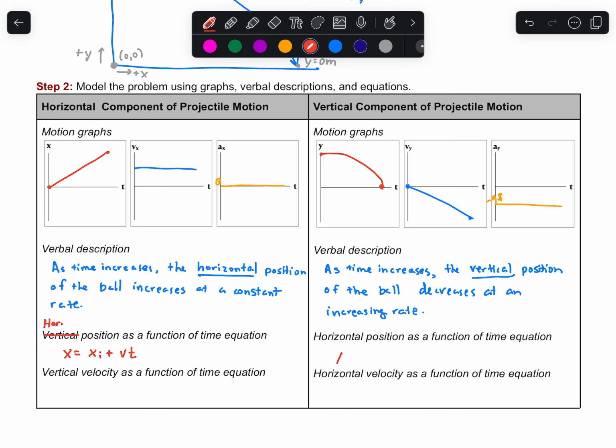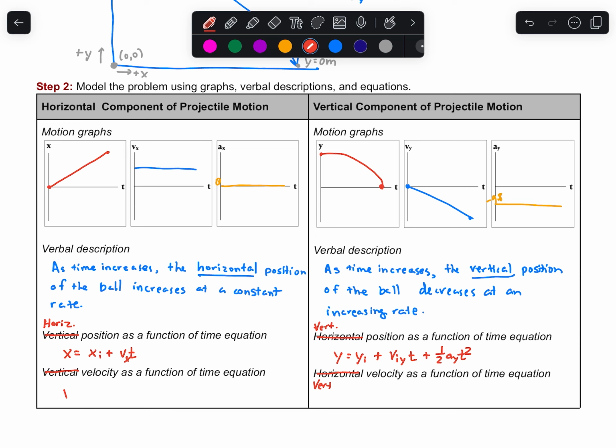Now for the vertical position, one change you're going to see is instead of using x over here, I'm going to use y. And oopsie, my labels were swapped. So again, I'm going to use y in place of x to mean vertical position. Now that vertical motion is the accelerated motion change in position. So we're going to use the equation that ends in one-half a t squared.